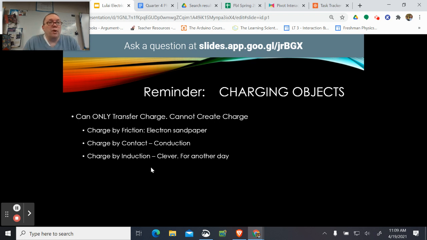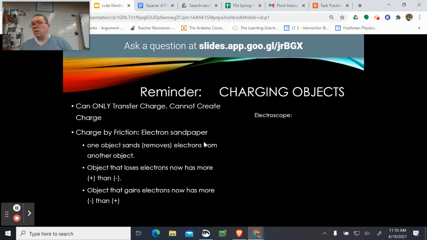There is no why to it. Everything we observe shows us that it's not within our ability to do that. The universe doesn't let us do that. So all we can do is transfer charge, remove it from one thing, put it on something else. We've talked about doing it by friction. There's a way to transfer charge by conduction. Induction is a clever thing that we're not going to worry about right now.